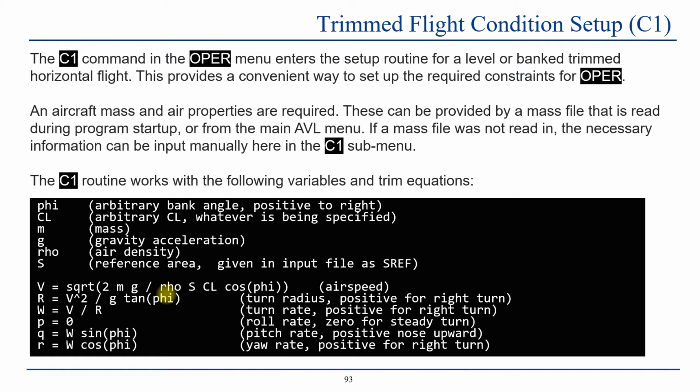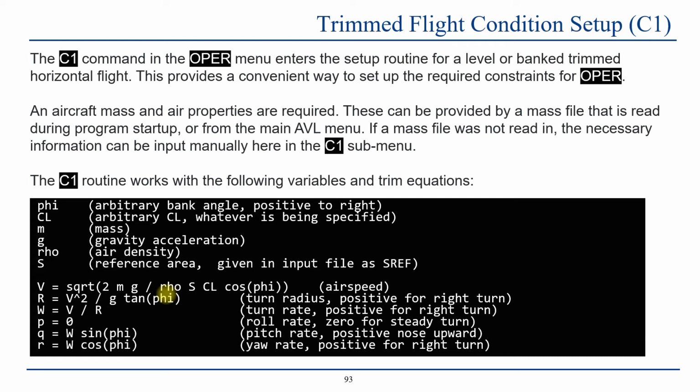If you were to manually input the parameters using the M command, you would have to know what is the relationship between the various, for example, velocity, the angle of attack, CL, bank angle, Mach number, and things like that to be able to properly set up a trim condition flight.